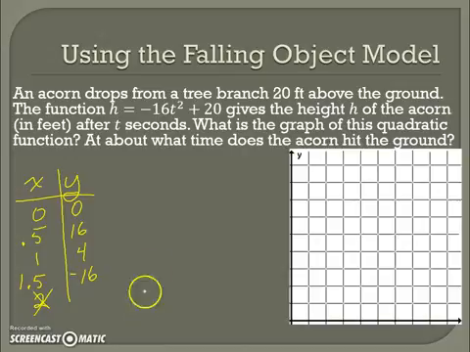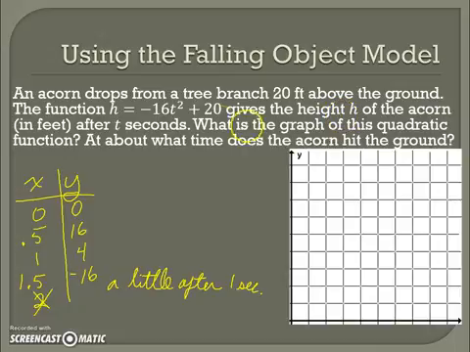Okay, so we got to figure out about what time does the acorn hit the ground? Well, it's happening in between here and here, and this number's closer to 0 than this, so what I would say would be just a little after 1 second. All right, so it's closer to 1 second than it is to 1.5 seconds because this is closer to 0. Let's see what this is going to look like if I were to graph it.